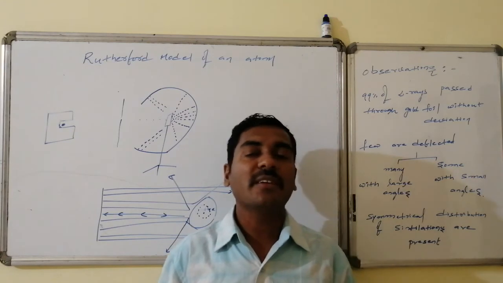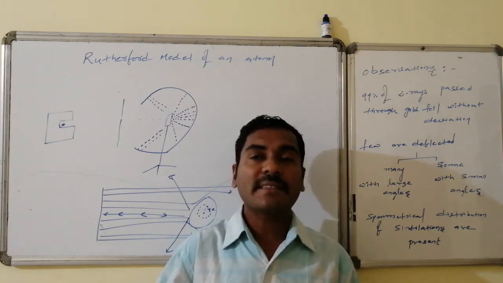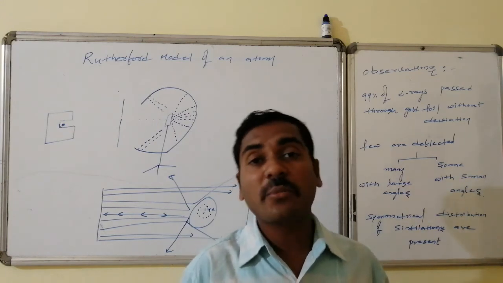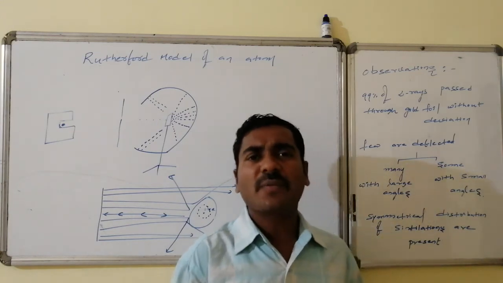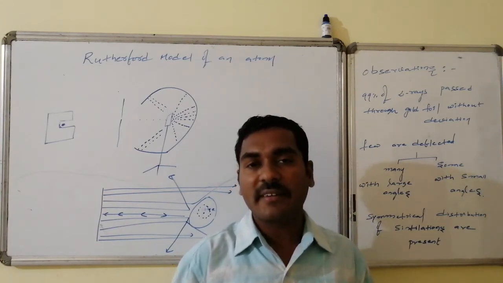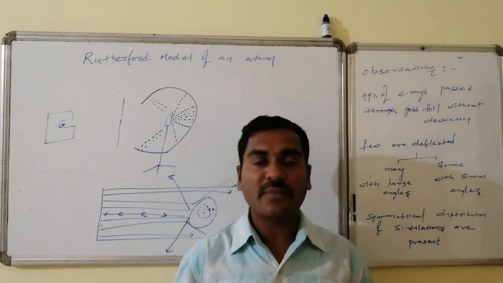and that model is said to be the Rutherford model of an atom. It is similar to the planetary model, hence it is also said to be the planetary model of an atom. Let us go for the experimental inferences followed by the model related details proposed by Rutherford for the atom.